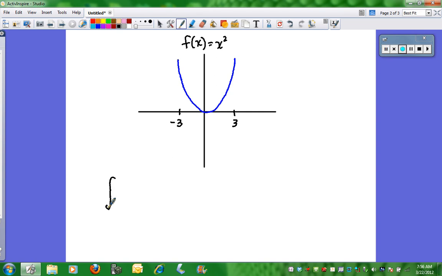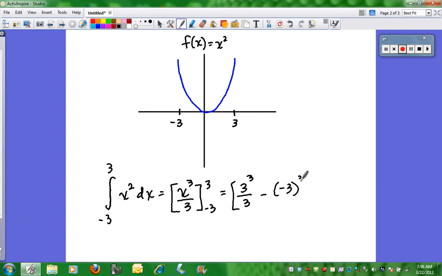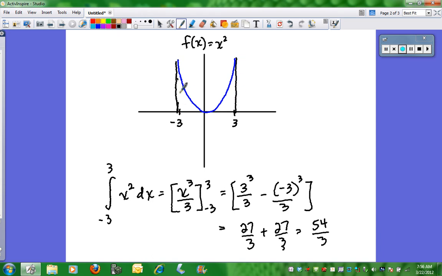I'm going to take the definite integral from negative 3 to 3 of x squared dx using the first fundamental theorem of calculus. We have x cubed over 3, from negative 3 to 3. We get 3 cubed over 3 minus negative 3 cubed over 3. 3 cubed, 3 times 3 is 9, 3 nines are 27, so 27 thirds. This stays negative, so minus a negative is positive, and we get 54 thirds. That is the area between the curve and the x-axis from here to here.